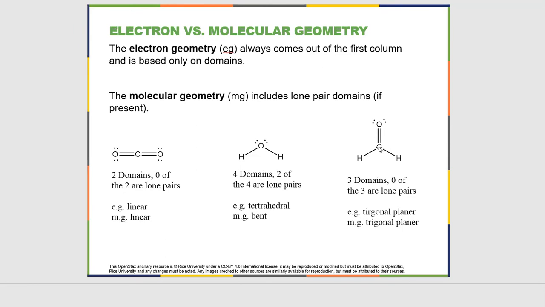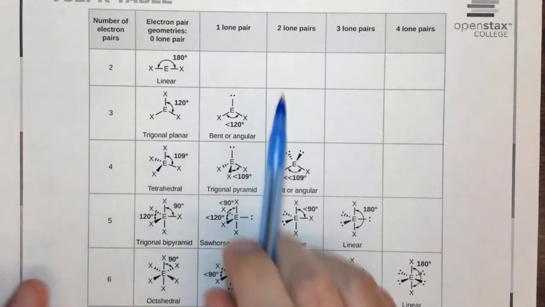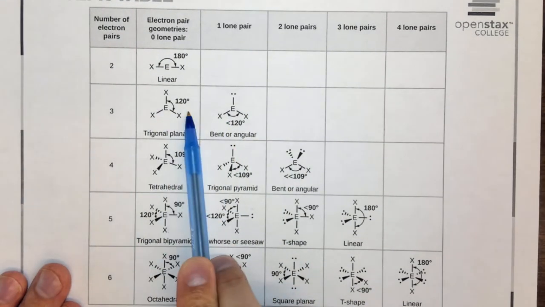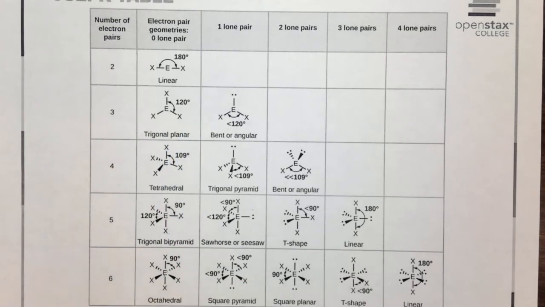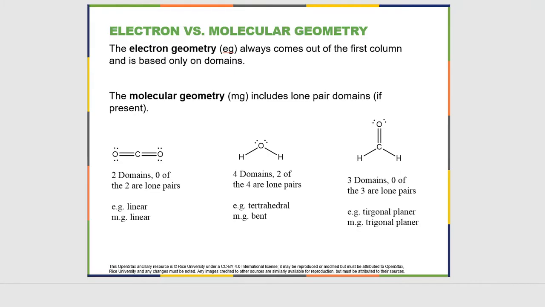Let's look at this example. I want to count the domains with respect to carbon. 1, 2, 3 domains. Note that the double bond still counts as one domain because it's atoms and lone pairs that count as domains. And I'm only counting them with respect to the central atom. 1, 2, 3. Three domains, zero of which are lone pairs. Since there's no lone pairs on the central atom, I know the electron geometry and the molecular geometry are going to be the same. Using my table, I go to three domains, no lone pairs, and it's trigonal planar. Since there are no lone pairs with the central atom, both the electron geometry and the molecular geometry are trigonal planar. So that's how we have determined this.